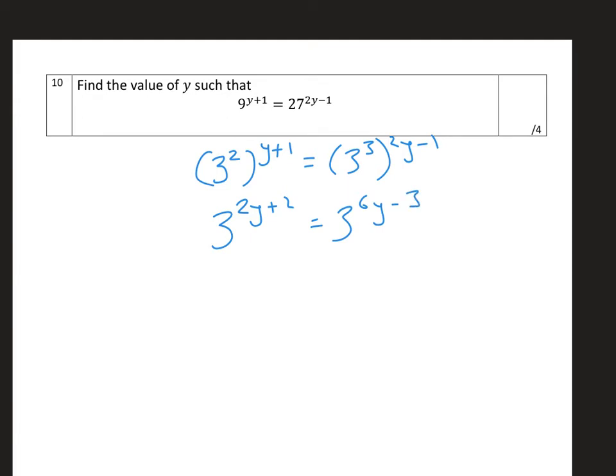Now I can remove the base 3's by doing log base 3 on both sides to get 2y plus 2 is 6y minus 3. Take away 2y from both sides and plus 3 to both sides gives me 4y equals 5, and divide both sides by 4 gives me 5 over 4 for y.